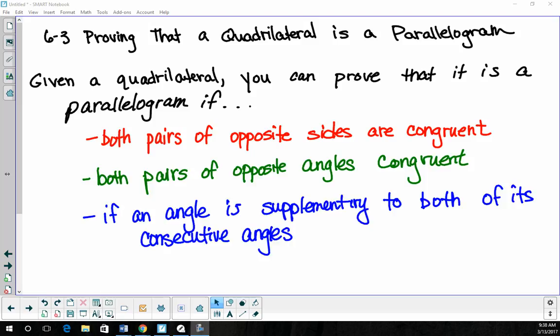Also, if both pairs of opposite angles are congruent in a quadrilateral, it has to be a parallelogram. If an angle is supplementary to both of the angles that are closest to it. So if we have opposite sides congruent, it has to be a parallelogram. If we have opposite angles congruent, it has to be a parallelogram. If one of the angles is supplementary, or adds to 180, with both of the angles that are next to it, it has to be a parallelogram.